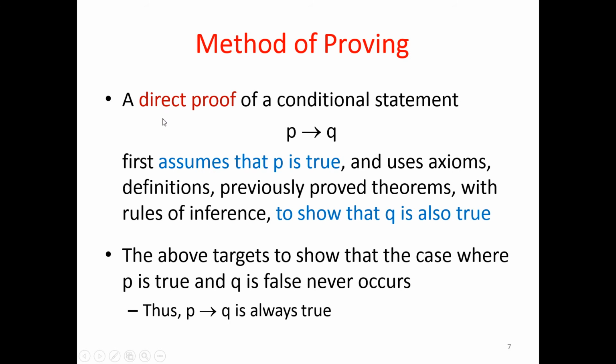In simpler words, a direct proof of a conditional statement P implies Q first assumes that P is true and then uses axioms, definitions, and previously proved theorems with rules of inference to show that Q is also true. Now the above targets to show that the case where P is true and Q is false never happens. Thus, P implies Q is always true.